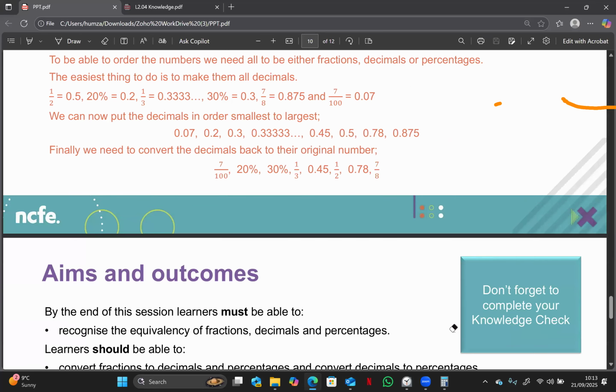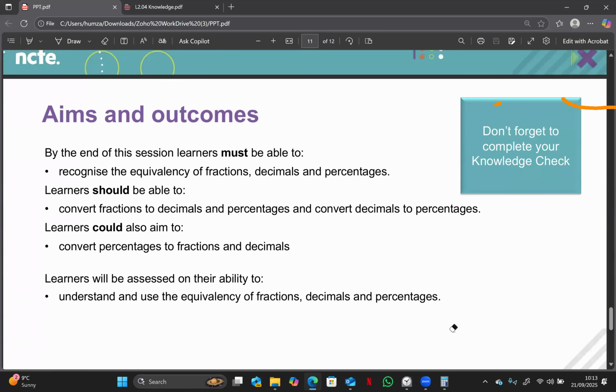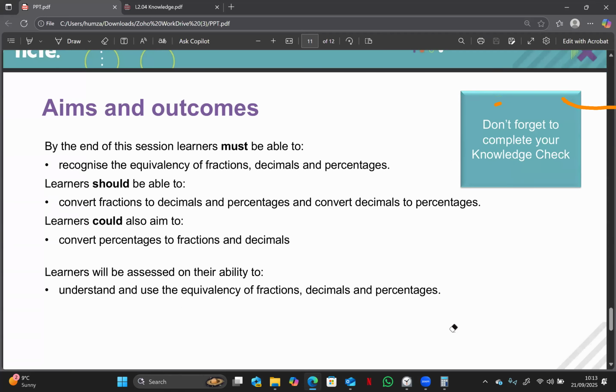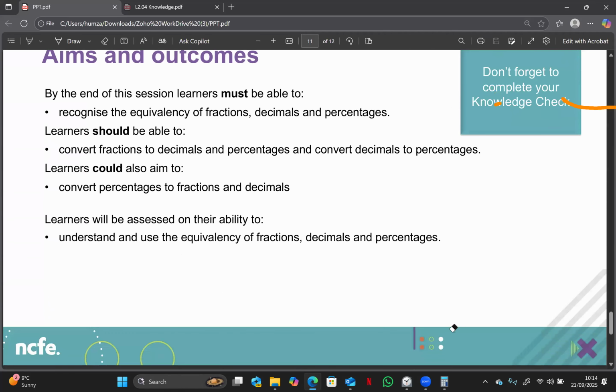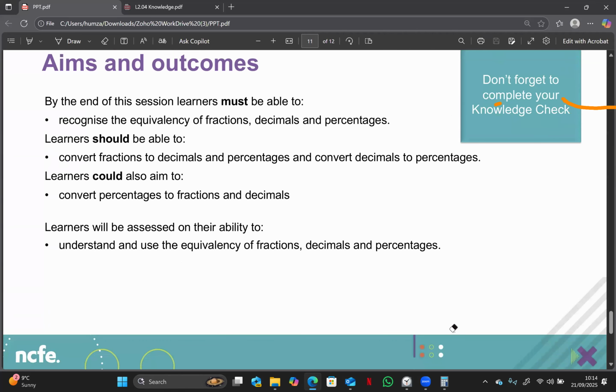Okay, so I think we're pretty much done. By the end of this session, the learners should be able to recognize the equivalency of fractions, decimals, and percentages. Learners should also be able to convert fractions to decimals and convert decimals to percentages. Learners could also aim to convert percentages into fractions and decimals. Learners will be assessed on their ability to understand and use the equivalency of fractions.